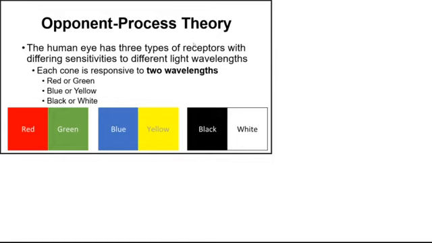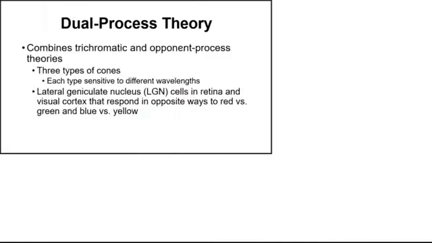So these after images are a phenomenal way to go along with our opponent process, because if you stare at blue, you see yellow. If you stare at yellow, you see blue. Green turns red, red turns green, black to white, white to black. So that's how they got to this theory. But okay, so this works for after images, but it doesn't work for color blindness. The other one worked for color blindness, but didn't work for yellow or after images. So what is it actually? What is the real thing that's going on?